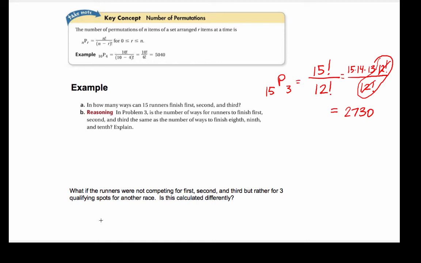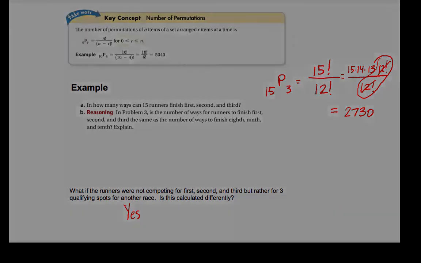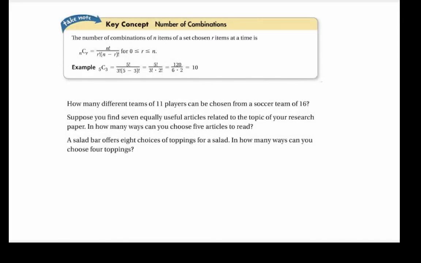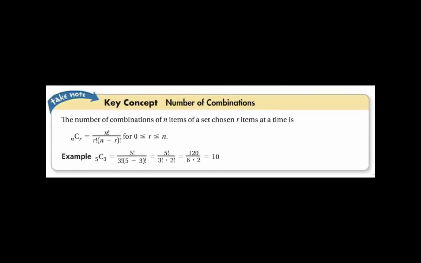And if you think about that, the answer should be yes. It is going to be calculated differently because we're not arranging the runners in a first, second, third order. We're just choosing 3. That's what we'll look at here next. So we have these things called combinations. If we take the number of combinations of n items of a set chosen r items at a time, it is calculated this way.